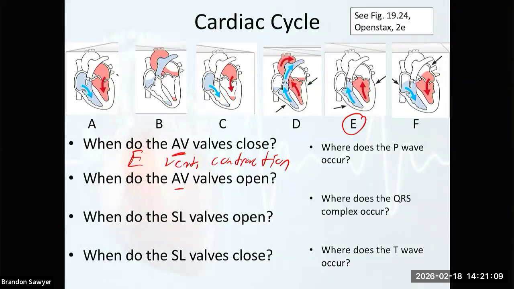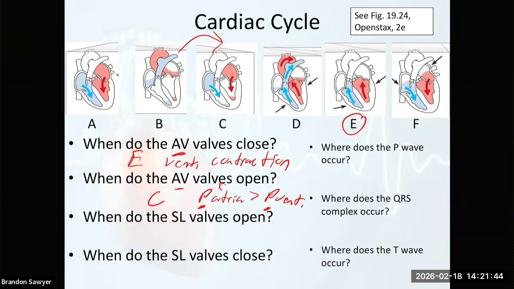Okay, when do the AV valves open? This is going to be in C, right? Because we were going from B to C. And this happens when the pressure in the atria becomes greater than the pressure in the ventricles. That happens because the ventricles relax and the atria are filling with blood. So when the pressure in the atria exceeds the pressure in the ventricles, that's what opens up the AV valves.